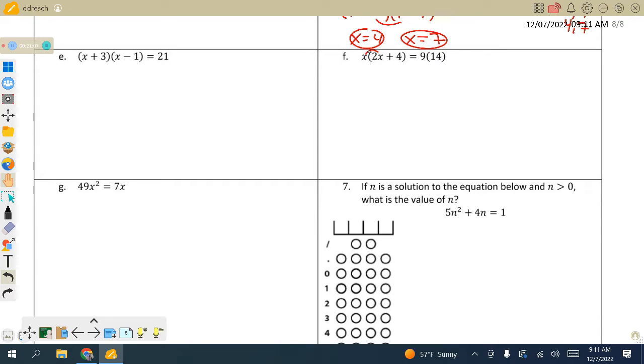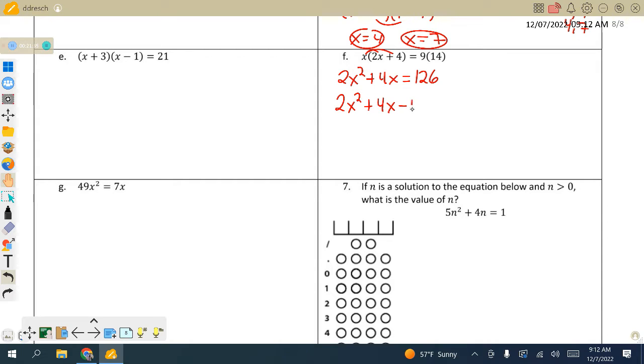X times 2x and x times 4. Right hand side, we have 9 times 14. 126. Okay. So there we go. Clean it up a bit. Again, Lydia said it has to be set to 0. So what we got to do now? Subtract 126.